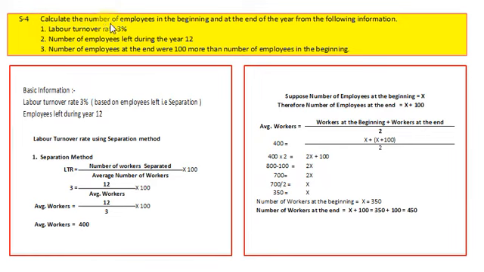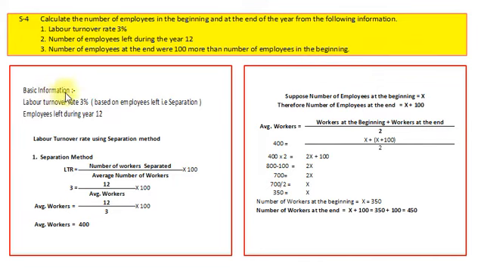Calculate the number of employees in the beginning and at the end of the year from the following information. Point number 1, labor turnover rate 3%. Number 2, number of employees left during the year 12. And number 3, number of employees at the end were 100 more than number of employees in the beginning. So let us solve the example.